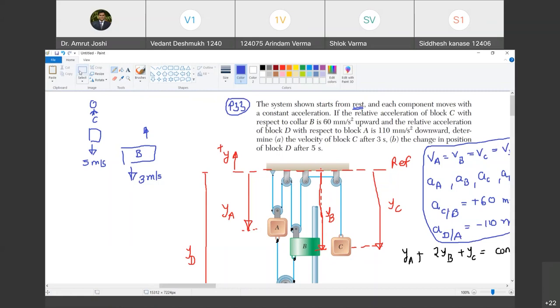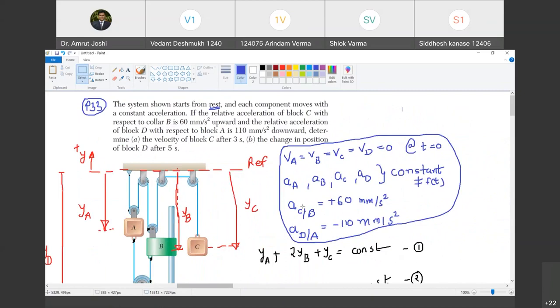Yes, sir. So the same is true for acceleration. I told you for velocity because that is easy to imagine. Acceleration is not the quantity that you can see, but velocity is the quantity that you can imagine. Are you with me? Yes, sir. Okay. So having said that, acceleration of C with reference to collar B is plus 60 meter per second square. I have written this. What is the next statement? The relative acceleration of block D with reference to block A is 110 meter per second square downward. So therefore, acceleration of D with reference to A is minus 110 meter per second square. Meaning, with reference to the observer sitting on block D, block A is moving downwards, or is accelerating downwards. Not moving downwards, it is accelerating downwards. Are you with me? Yes, sir.